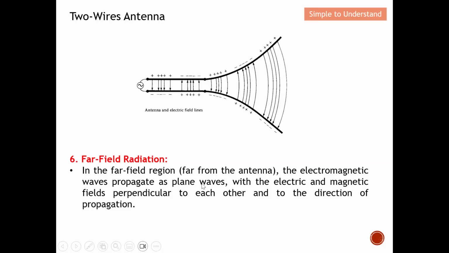In the near field, you can say it is dominated by either E or H. But once it propagates into the far field, it becomes a plane wave, which means the E and H are perpendicular to each other, 90 degrees to each other. And if you still remember, E cross H gives us the direction of propagation.